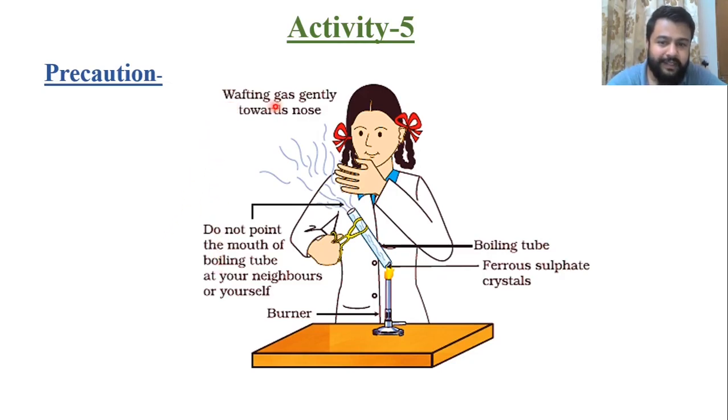The first is wafting gas gently towards the nose. That is, you cannot point the opening of the test tube directly towards your mouth. Whenever gas is coming, you have to waft it gently towards your nose, just like you take aarti from a deepak or agarbatti during your puja time. The second point: do not point the mouth of the boiling tube at your neighbors or yourself because of the sulfur dioxide gas, which can be dangerous if you smell or inhale it directly. So these two precautions need to be taken care of during this activity. This question may be asked in your board exam.